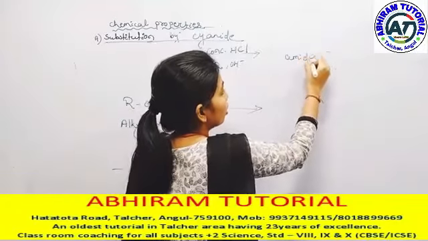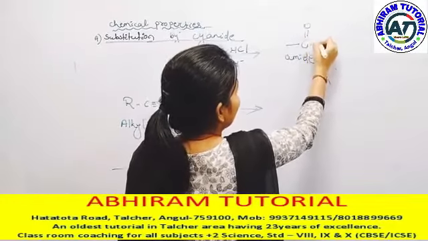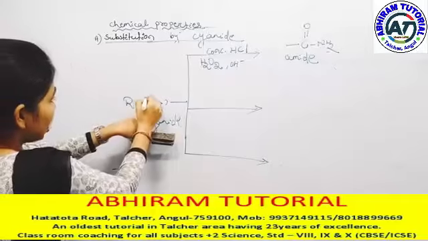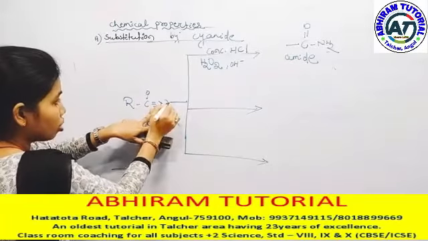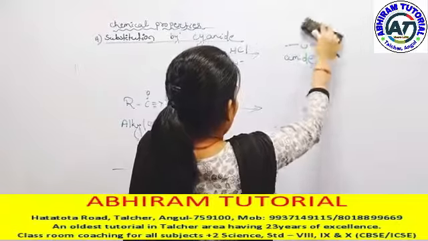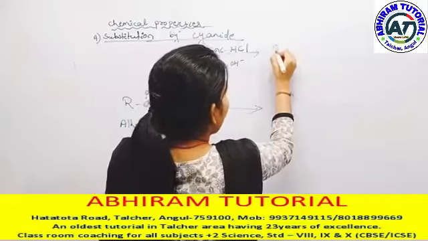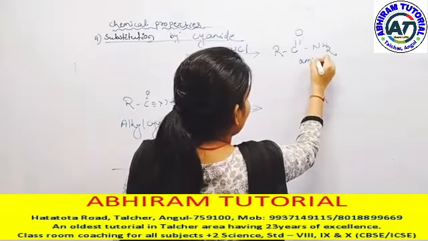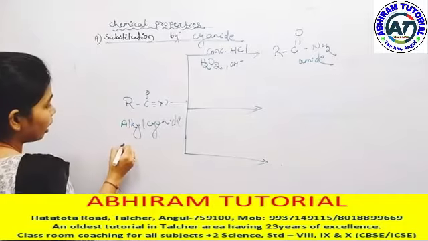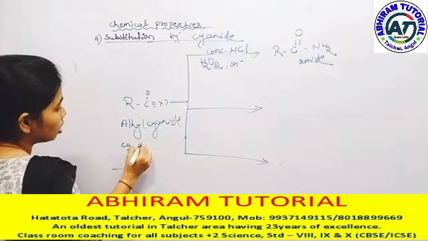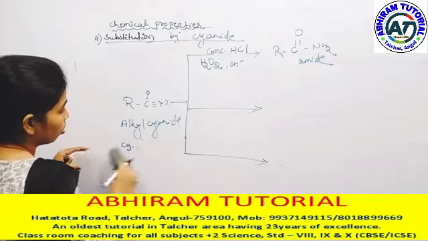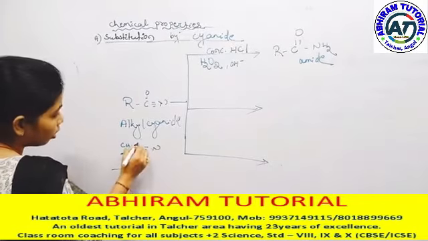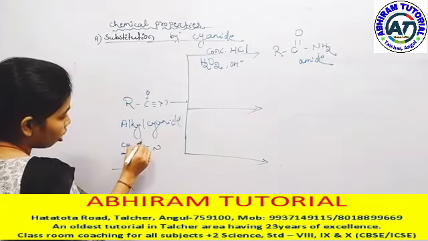What is amide? The CONH2 group is formed, that is C double bond O and NH2. So that gives us RCONH2, that is our amide. If we take CH3C triple bond N, that is our methyl cyanide, this triple bond breaks and a double bond to O is attached.